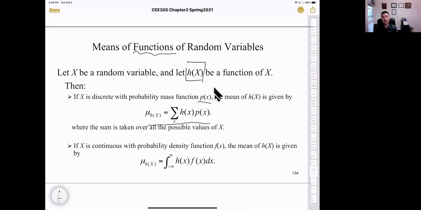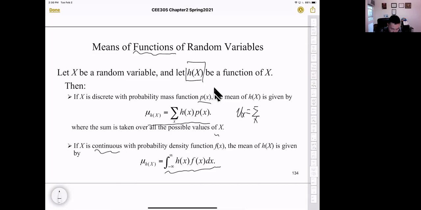And the sum again is taken over all the possible values of x. And if X is a continuous variable, then we should use the density function. We use this equation. And for comparison, I also write down the mean value for X.